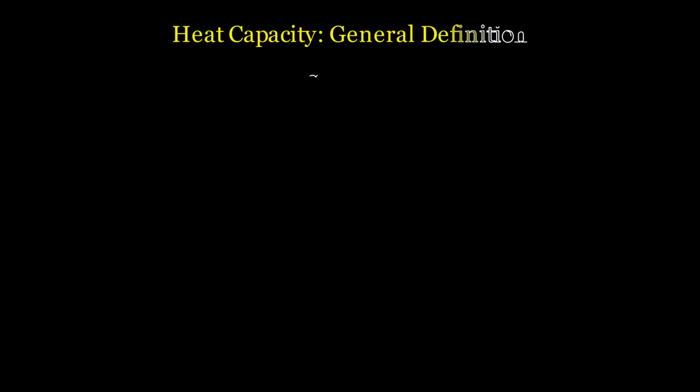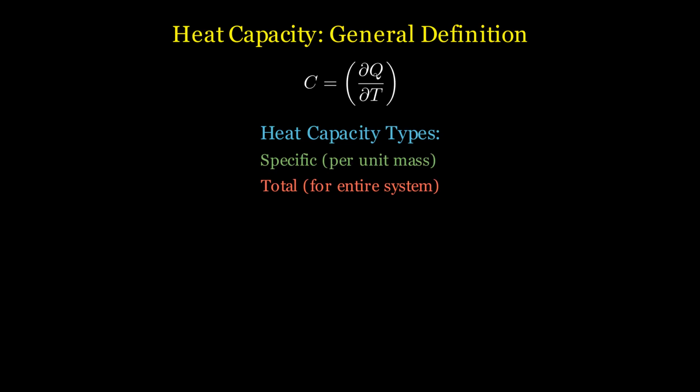Now, let's define heat capacity. Heat capacity is the amount of energy needed to raise the temperature of a substance by 1 degree. It's a measure of how much energy a substance can store. Mathematically, we write C equals ΔQ/ΔT, where Q is the heat added to the system and T is the temperature change. There are two ways to talk about heat capacity.